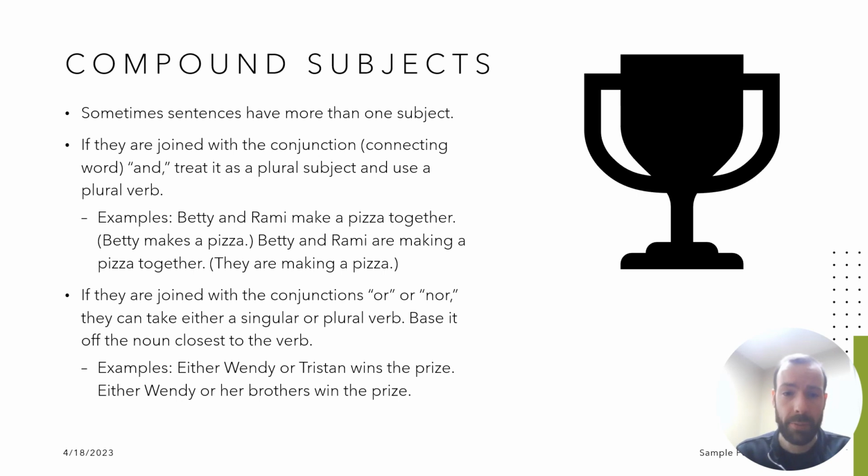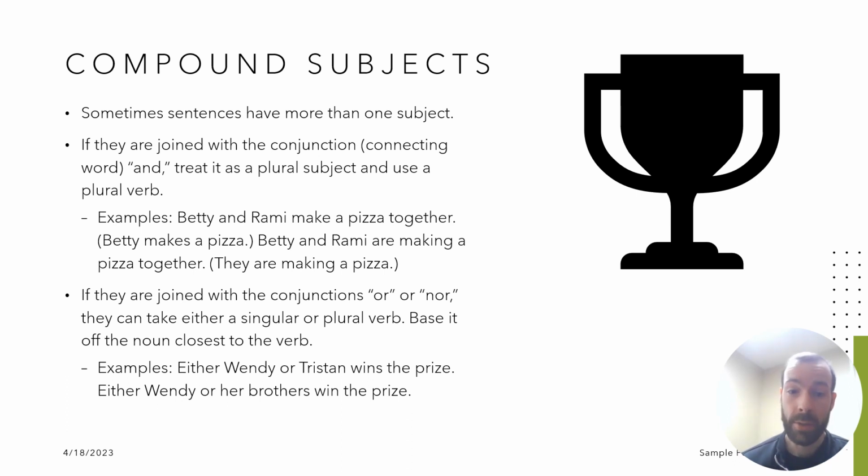Compound subjects means that we're working with a sentence that has more than one subject. So sometimes sentences are talking about more than one thing. Often they are joined with a conjunction, which means a connecting word, and. And if that's the case, then we act as if it's a plural subject, in other words, more than one thing, and we use a plural verb. So here's our example. Betty and Rami make a pizza together.